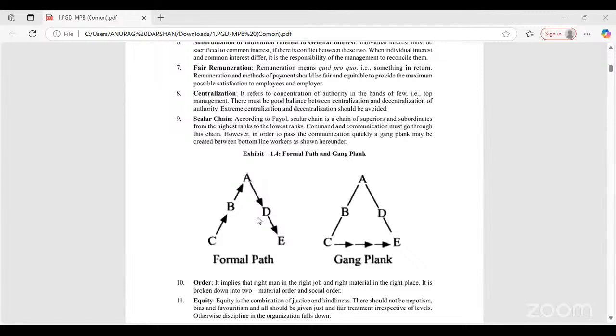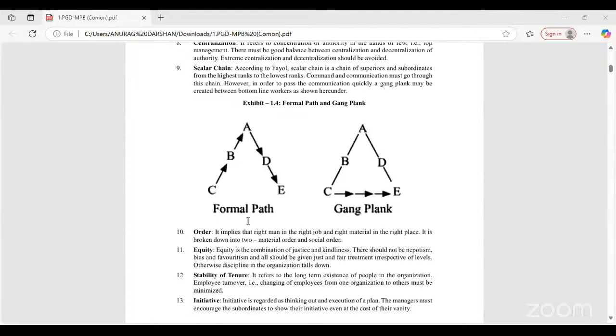And what does the gangplank mean? So instead of C reporting to B, if C reports to E, what happens? There is a misdirection. So this kind of misdirection is called a gangplank. So gangplank can be created only for the bottom set of workers. But the command should always come from the top level.